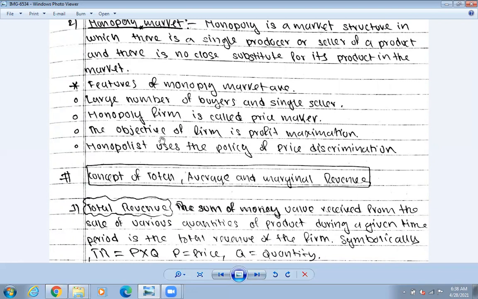Okay, the objective of the firm is the profit maximization. अघि पनि त्यही थियो, profit maximization. So here also every organization is set for the profit maximization. Right? So monopolist uses the policies of the price discrimination. Okay, so price discrimination चाहिँ के हो त? So price चाहिँ छुट्टै पनि बेच्दा हुने हो.